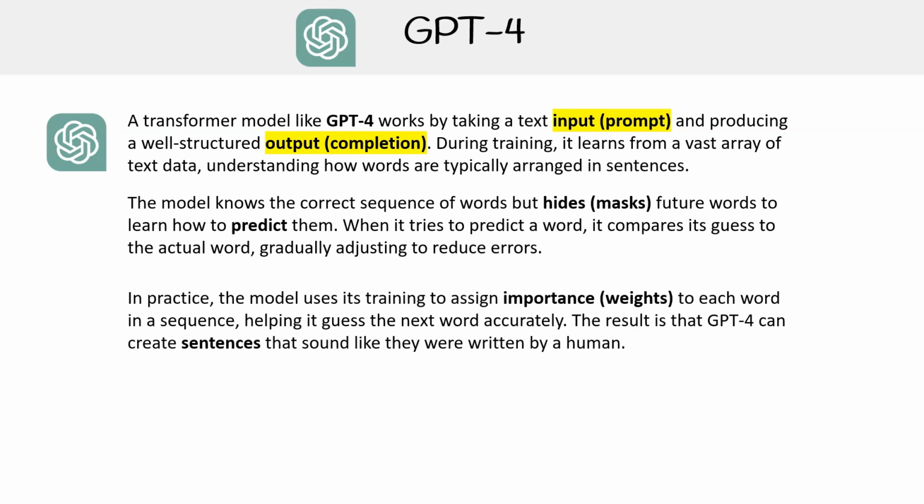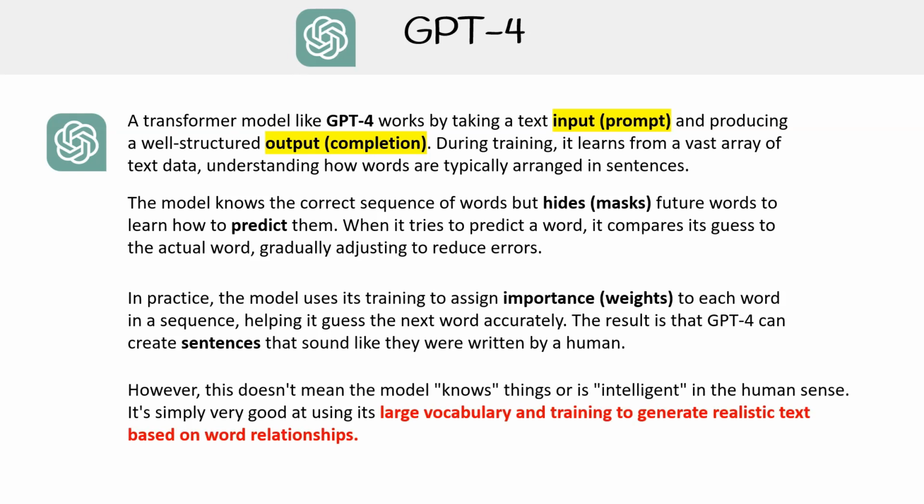In practice, the model uses its training to assign importance to each word in a sequence, helping it guess the next word accurately. The result is that GPT-4 can create sentences that sound like they were written by a human. However, this doesn't mean the model knows things or is intelligent in the human sense. It's simply very good at using its large vocabulary and training to generate realistic text based on word relationships. So, that's an overview of attention in a transformer model.